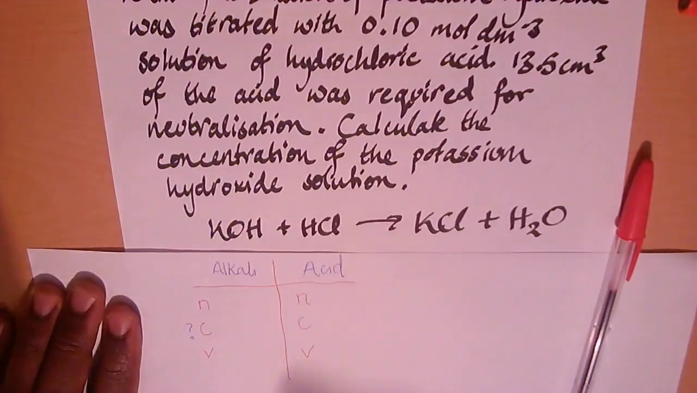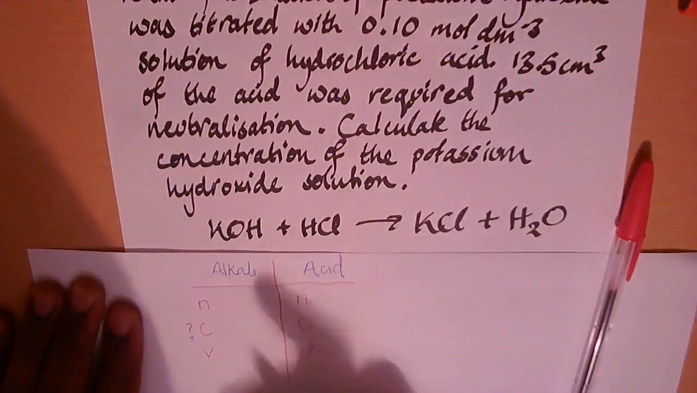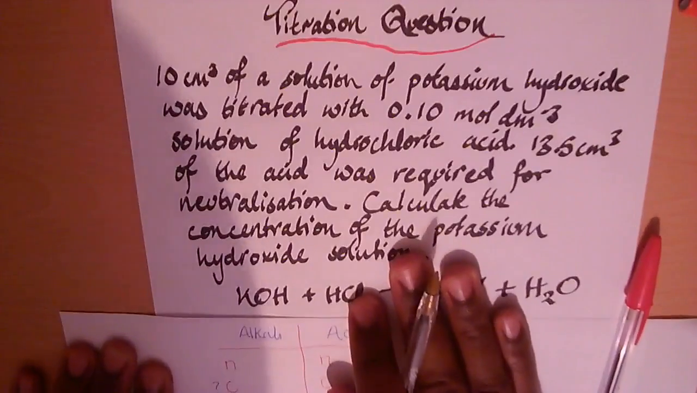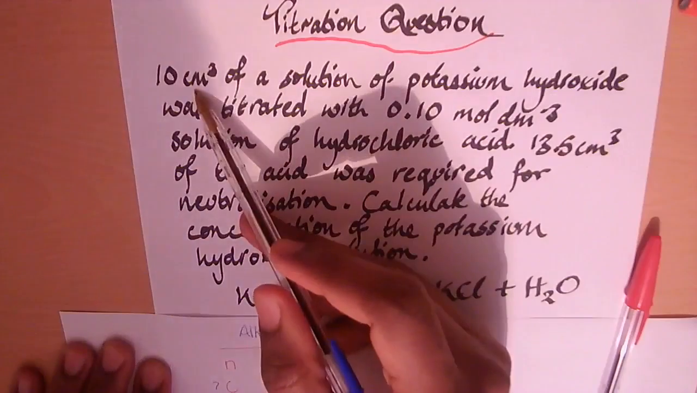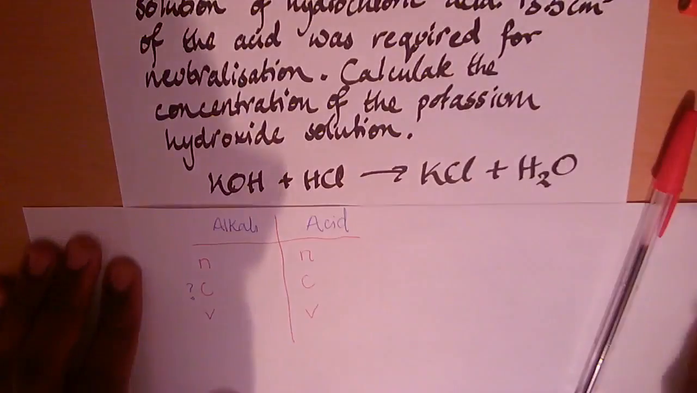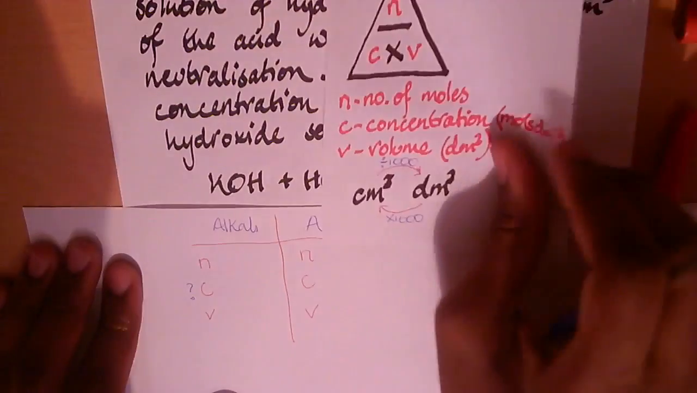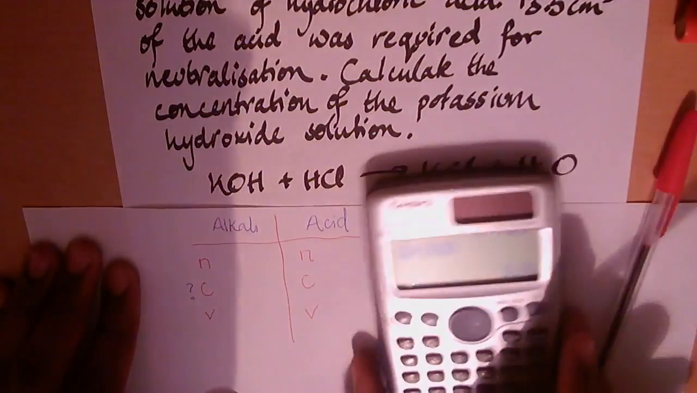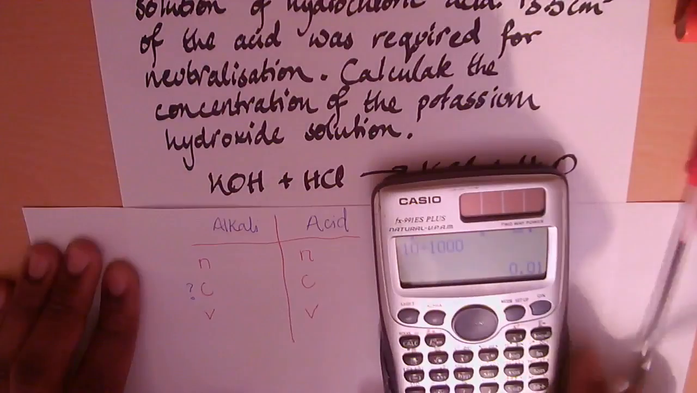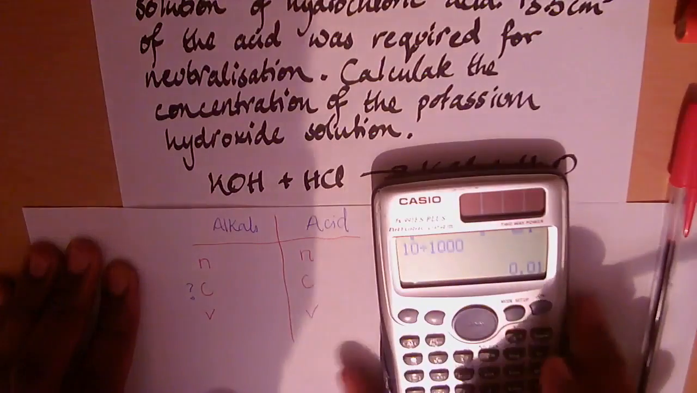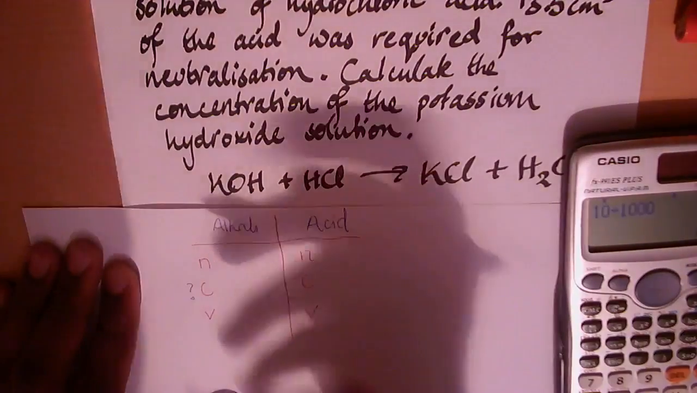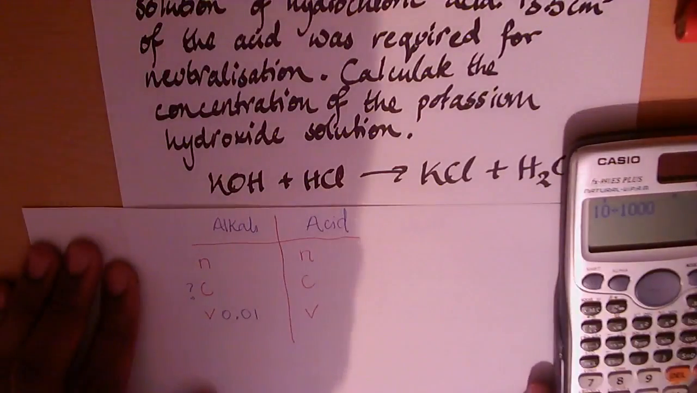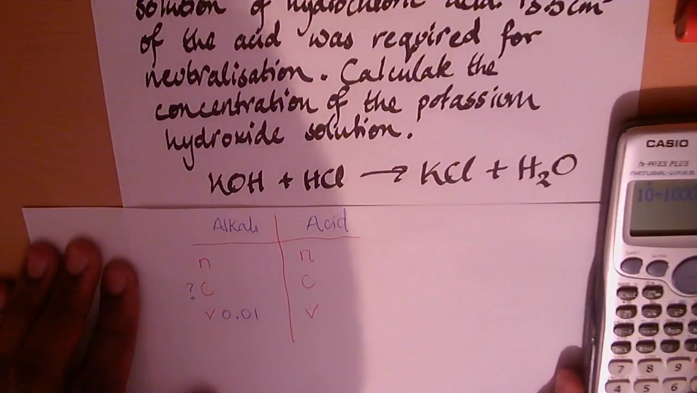So we want to find the concentration of the alkali. That's clear from the question. Now we fill in what we do have. So from the question, we have 10 centimeters cubed. So that is the volume of potassium hydroxide. So we need to convert that into decimeters cubed, and we do that by dividing by 1000, which will give us 0.01 decimeters cubed.